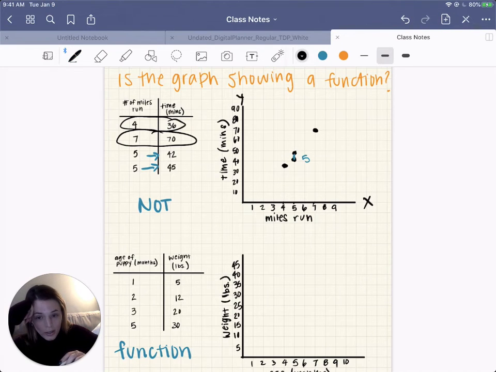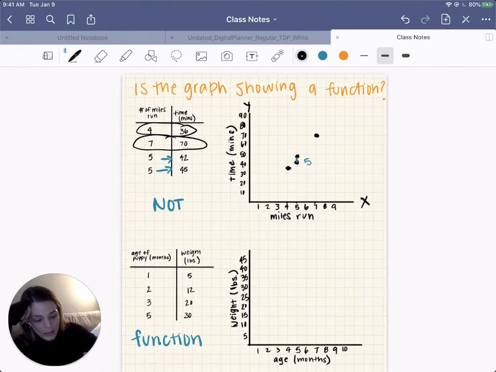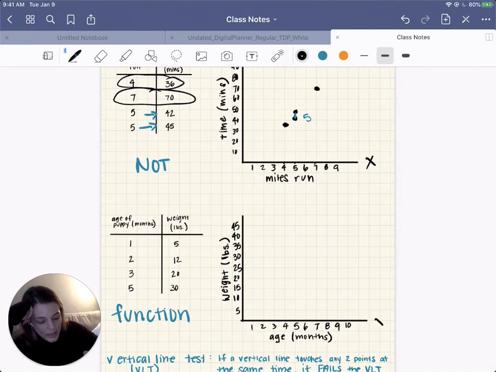Okay, so when I'm graphing, the next one I'm going to do the same thing. My input is on my x-axis and my output is on my y-axis. So for the first entry, I have the puppy is 1 month old and weighs 5 pounds. Then 2 months weighs 12 pounds. 3 months weighs 20 pounds. And then 5 months weighs 30 pounds. Okay, so this is a graph of something that is a function.